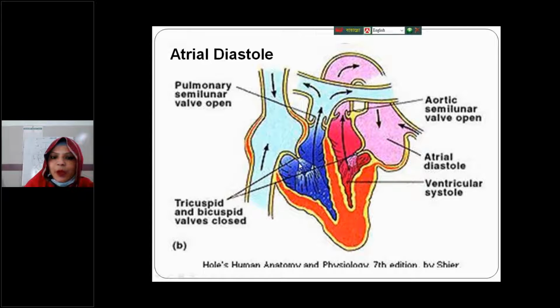Both valves remain closed, and whenever the right atrium and left atrium are filled with so much blood, at that time blood rushes from the right atrium and from the left atrium towards the ventricle. That is, 80% ventricular filling occurs during atrial diastole. Only 20% ventricular filling occurs during atrial systole.